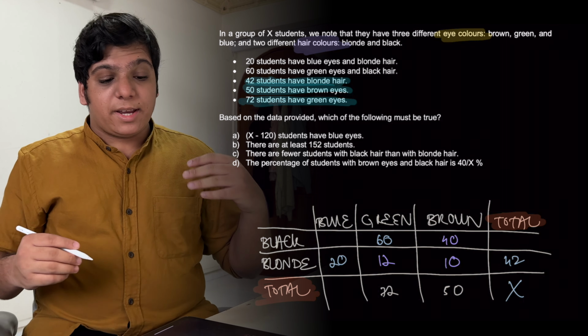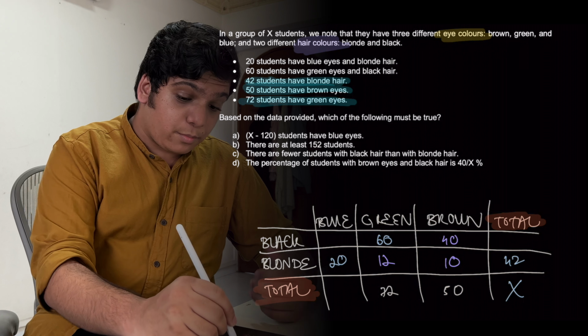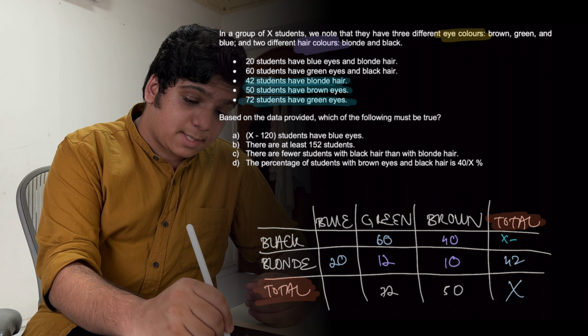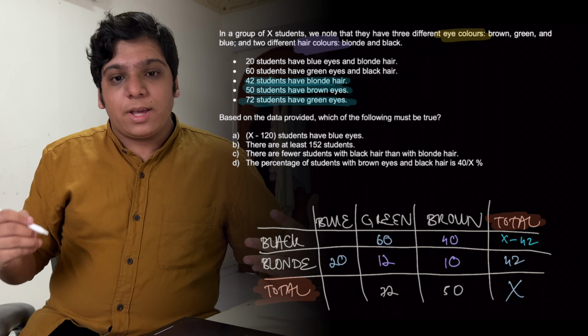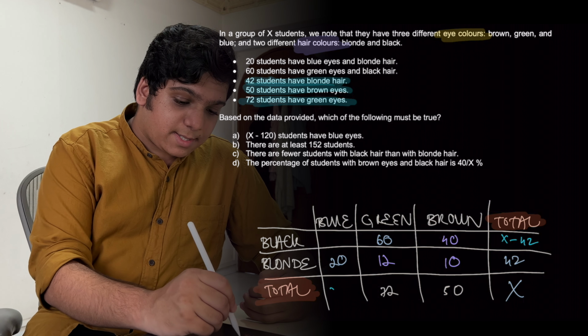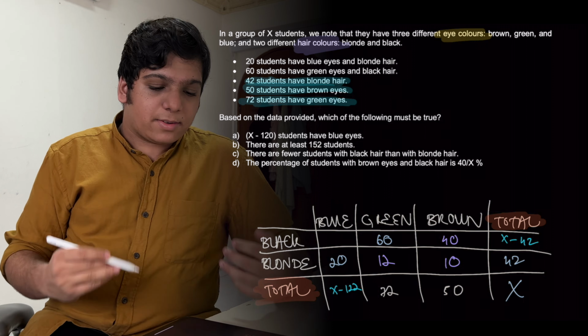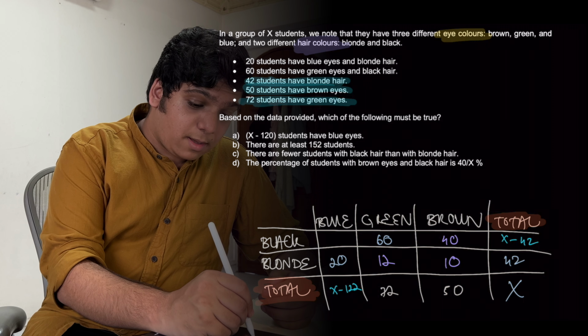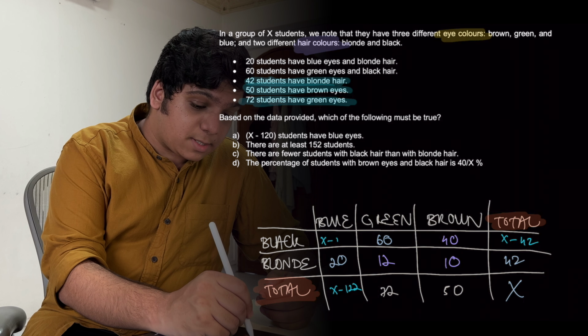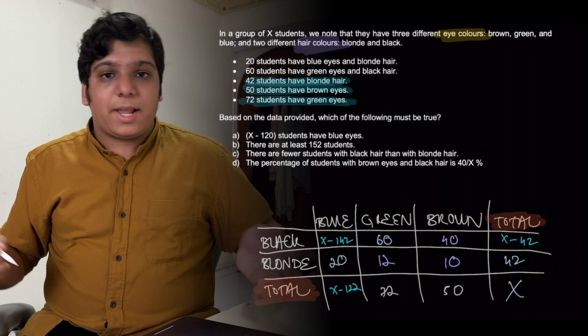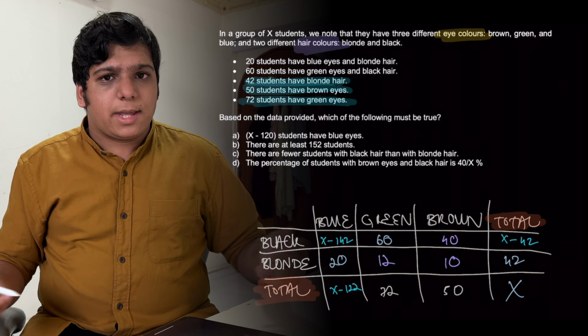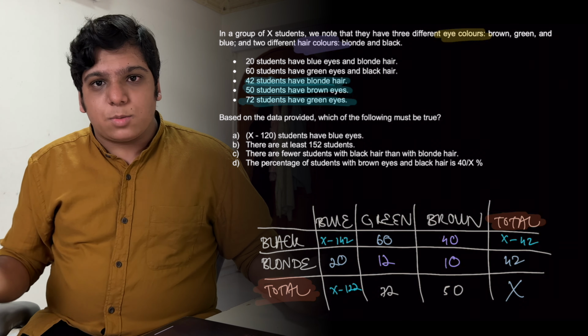Now here is where we need to use a bit of our brains. We know that this here will be X minus 42, and we also know that this cell over here will be X minus 122. For the last missing cell, the number will obviously be X minus 142, because X minus 122 minus 20 will be X minus 142.